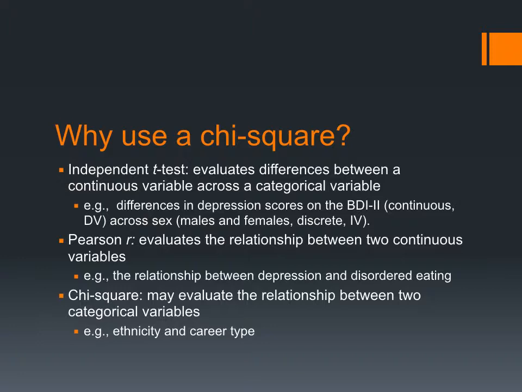So whereas an independent t-test looks at differences between two scores based on a continuous variable and a discrete variable, and a Pearson R looks at the relationship between two scores for two continuous variables, a chi-square is looking at just categorical variables, such as maybe ethnicity and career type. What's the relationship between a person's ethnicity and the career type that they choose?